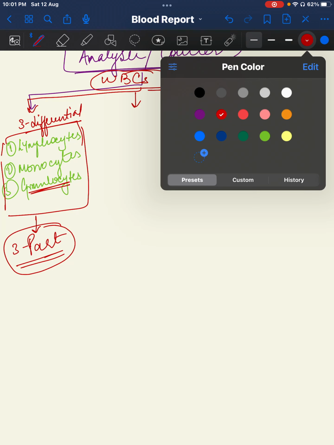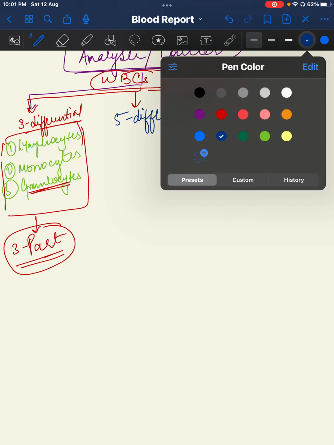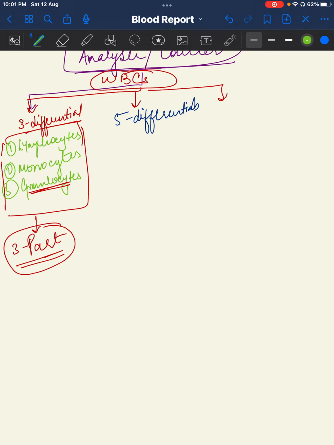Another thing, if your machine gives you five differentials, as in five differential means if it is talking about lymphocyte, same, monocyte, same as the three part. Third, instead of giving you granulocyte, it will give you neutrophil separately.